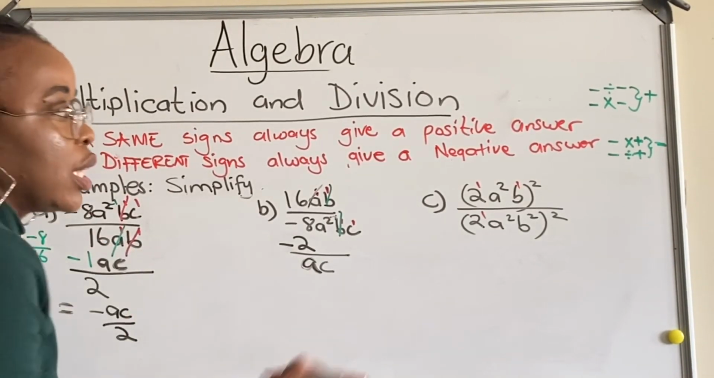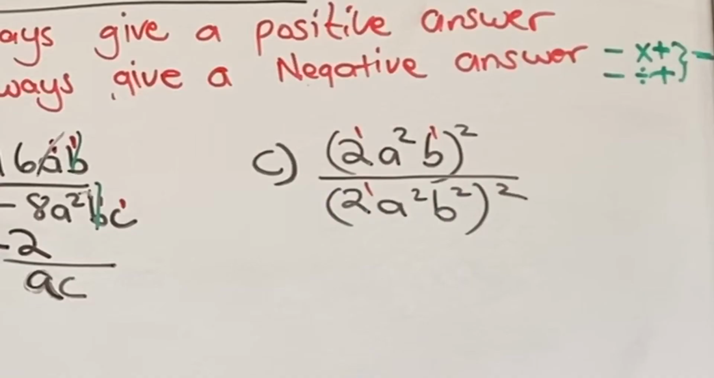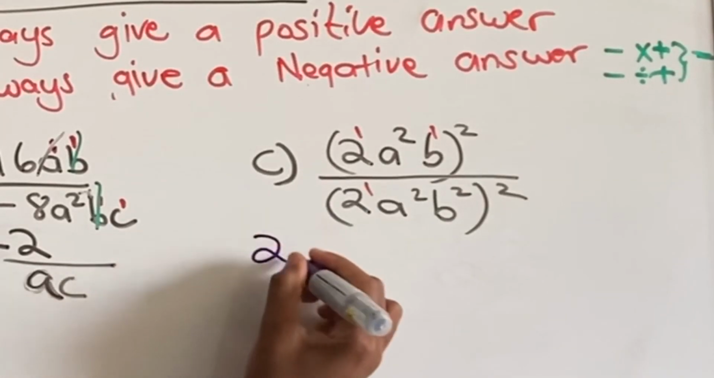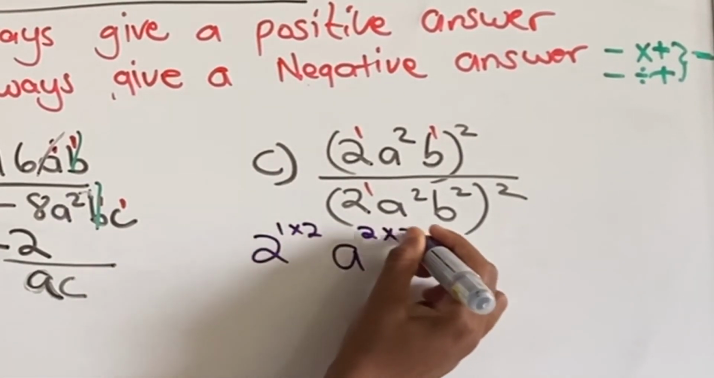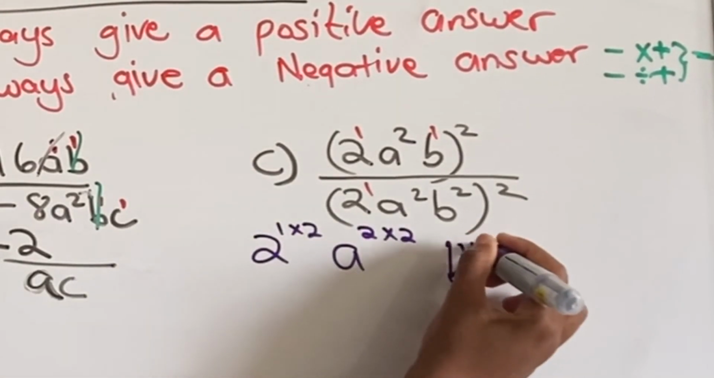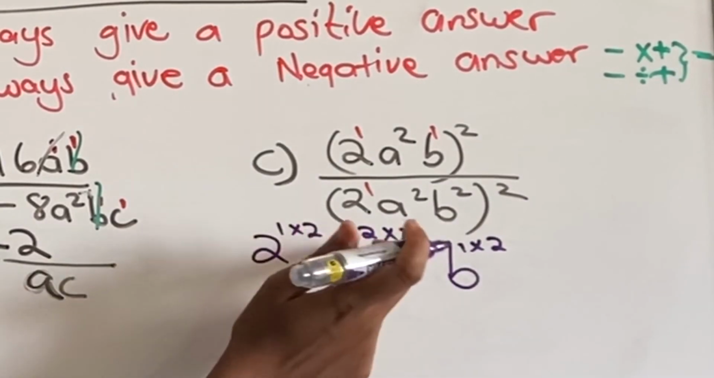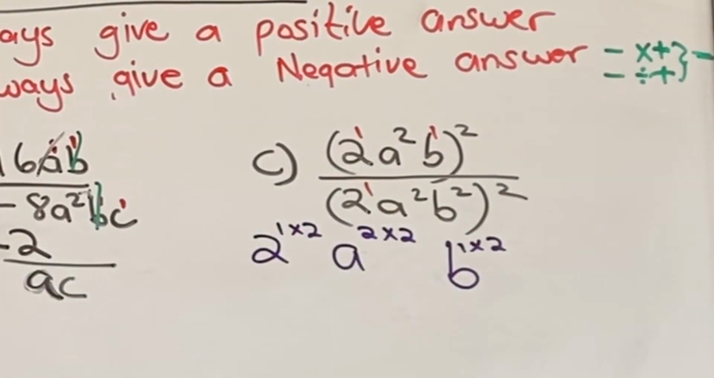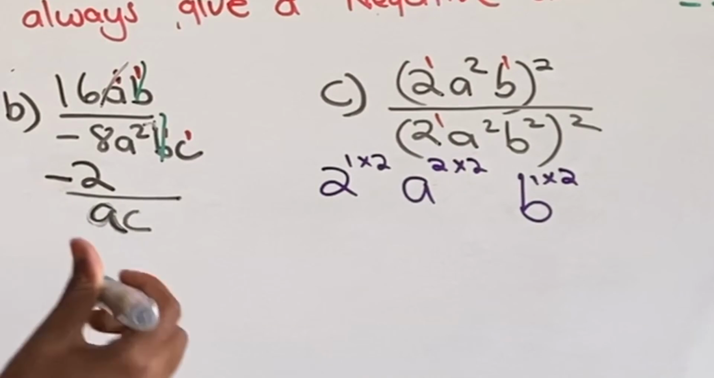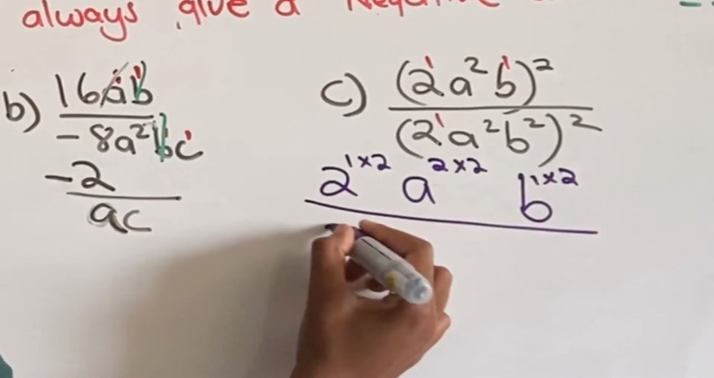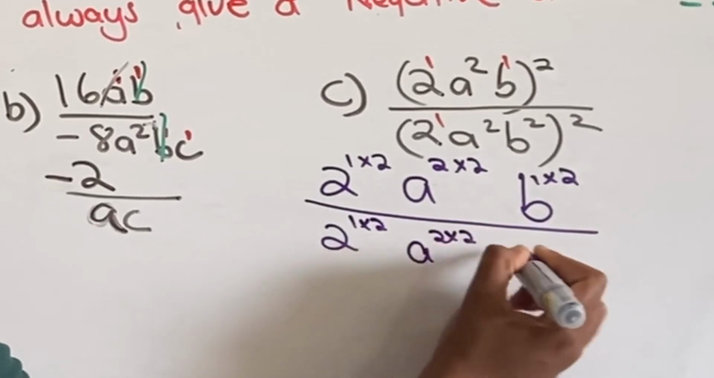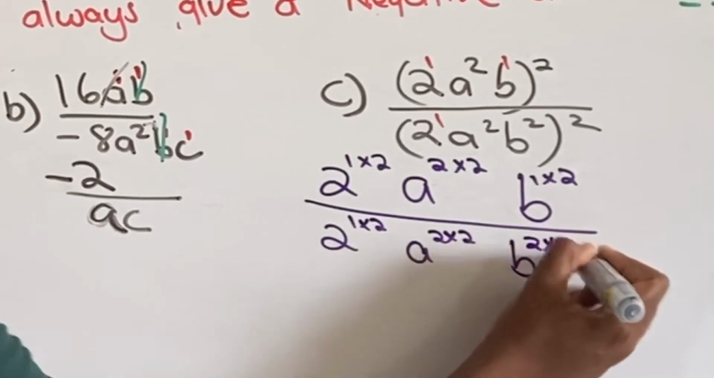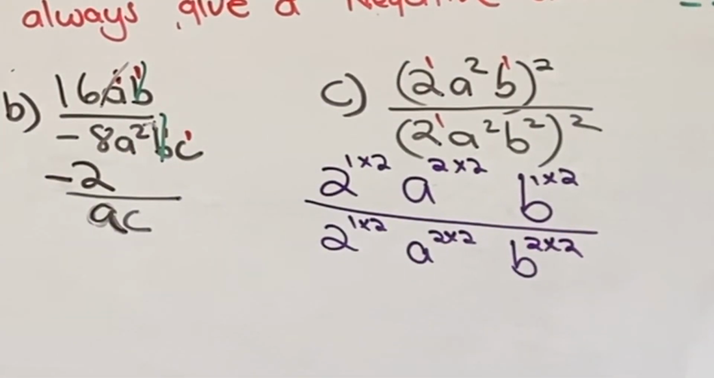We're just going to say this is going to become 2 to the power 1 times 2, a to the power 2 times 2, b to the power 1 times 2. The power inside times the power outside. Each power that I had inside times the power outside. Okay. Then we are going to do the same at the bottom. We have 2 to the power 1 times 2, a to the power 2 times 2, and b to the power 2 times 2. Now we simplify our powers.